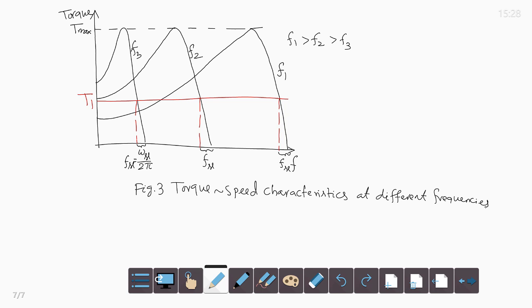So, this figure 3 shows the torque speed characteristics at 3 different frequencies f1, f2, f3 with constant V by F control strategy. So, at the 3 frequencies, the portion of the torque speed characteristics between the synchronous speed and the maximum torque point are parallel straight lines. So, for a constant torque T1, the slip frequency FSL is the same because they are parallel straight lines.